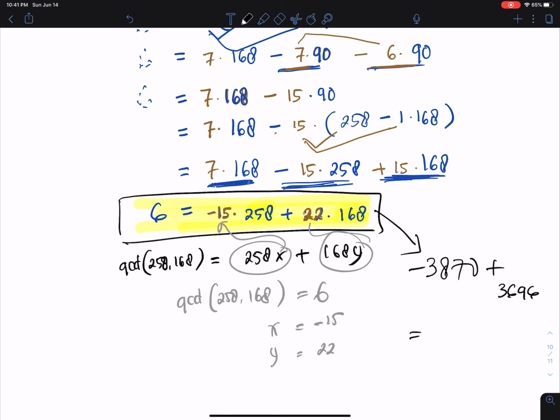Hold on, 387168, 22. Hold on, wait, why do I get 174? Let us check where we made the mistake on the calculations here.